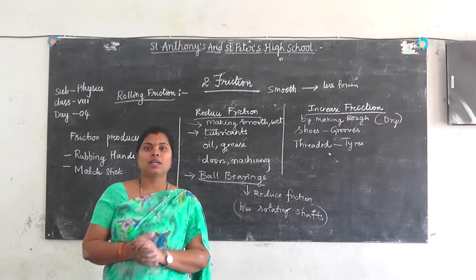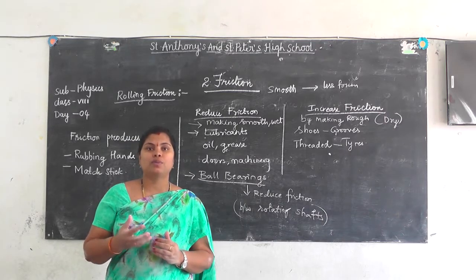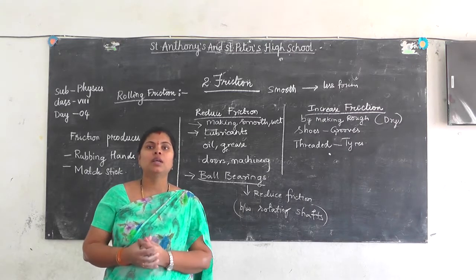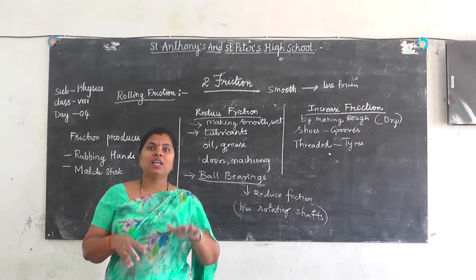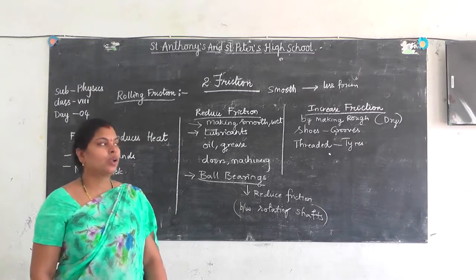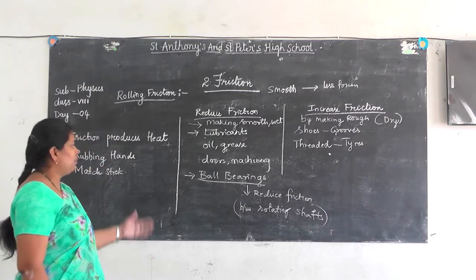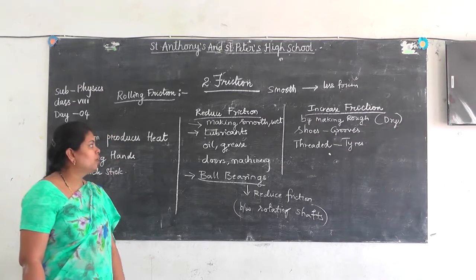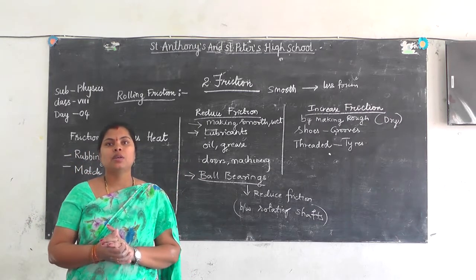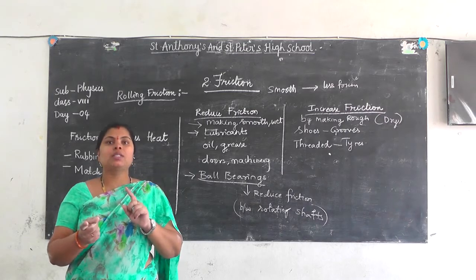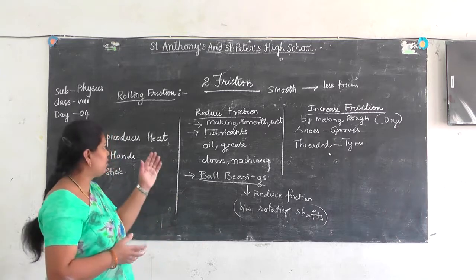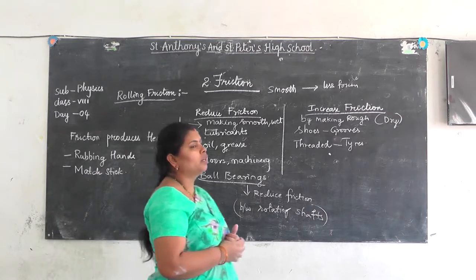This is the reason we can run our lives easily. We have to increase or decrease friction depending upon our situations. For example, in machinery we need to reduce friction. There, in order to walk in our shoes, we need to increase friction. So depending upon the situations, we need to either increase or decrease. So these are the ways to increase friction or decrease friction.